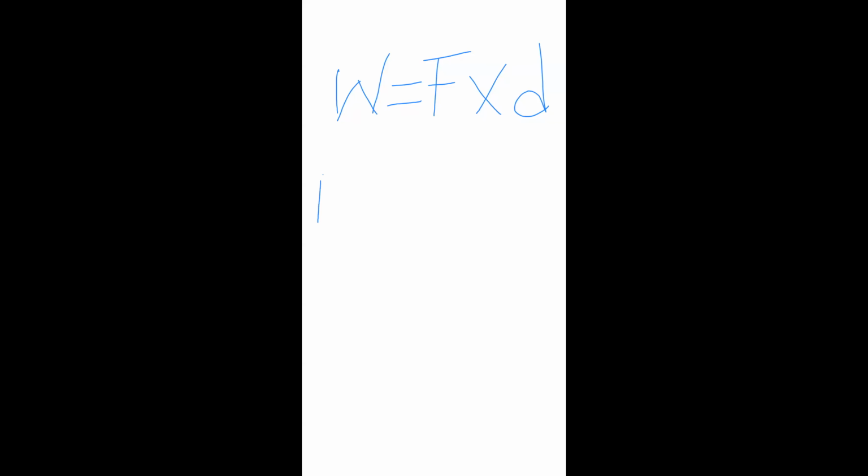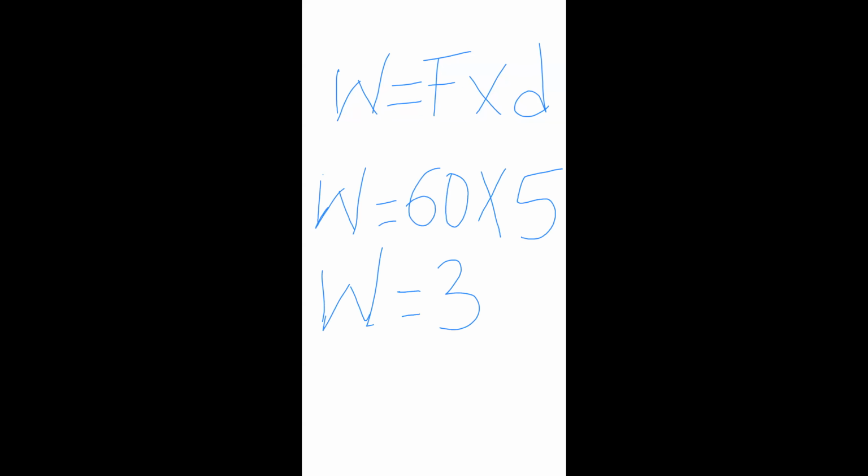So that means our work done, according to the question that we have, is going to have a force of 60 newtons times the distance in meters, which is 5. And our work done, if we calculate well, will be 300. And 300 has to be put in joules. So that is our example. Force times distance gives us work.